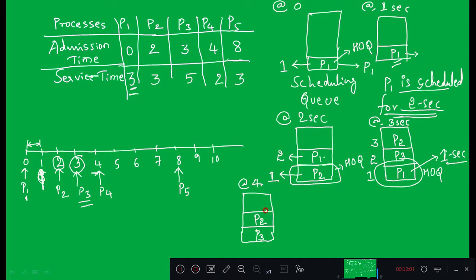After P2, the next process which is entering is P4, so that will be kept in the memory. So how are we going to number this? P3 is at the head of the queue, so it is numbered as 1, P2 is numbered as 2, and P4 is numbered as 3, right? Now until 8, only these processes get scheduled, right? So how many times is P2 scheduled here? P2 is scheduled once, and now P3 is scheduled once, right?